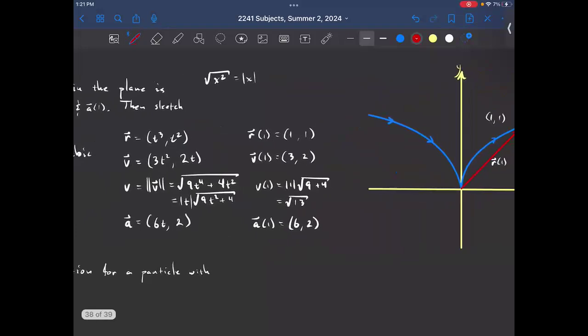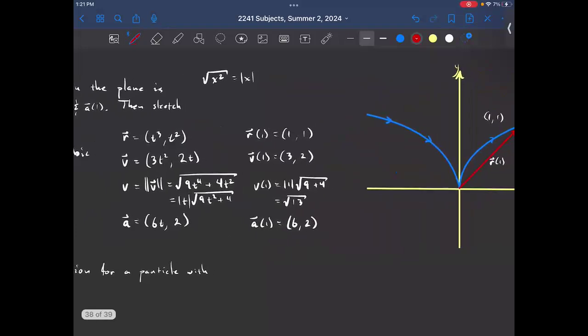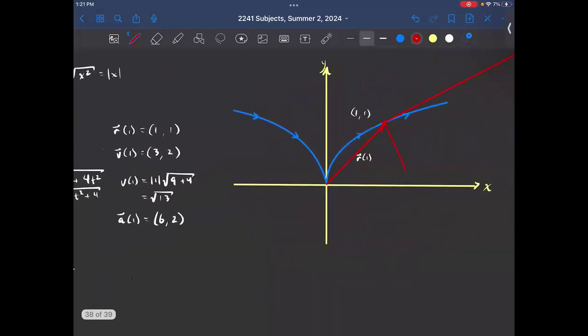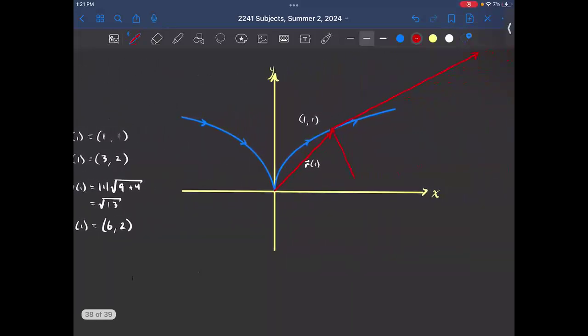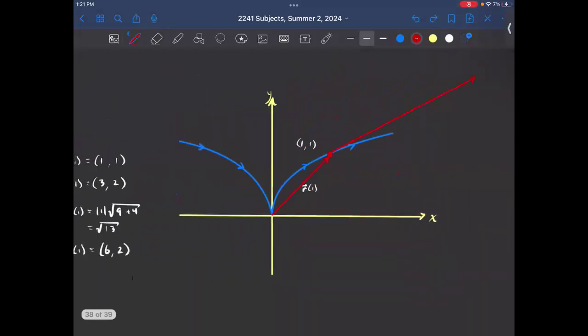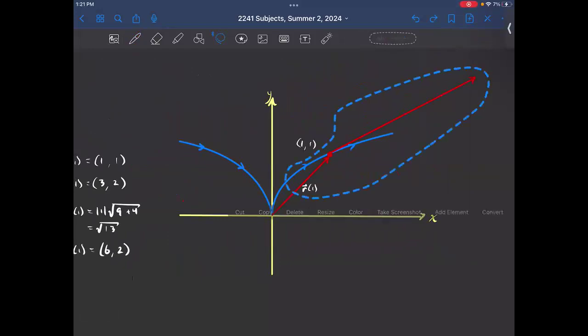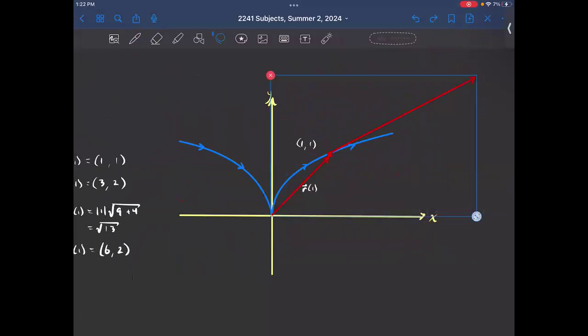That doesn't seem quite right. 6 in the x and 2 in the y. Oh, it's not, okay. So our acceleration vector is then going to be twice the length of this. So I'm actually going to start shrinking things a little here. Shrink, shrink, shrink. And then place things here. Move that one as well.